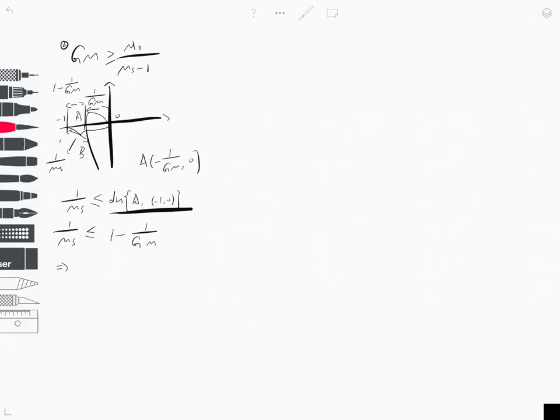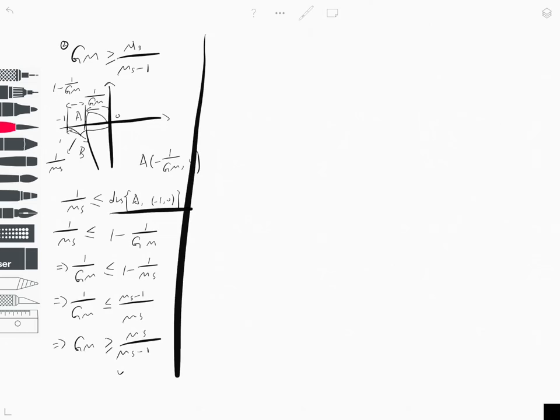Let's rewrite this by putting Gm on the other side. 1 over Gm is smaller than or equal to 1 minus 1 over Ms, and rewriting it by replacing 1 with Ms divided by Ms, this is (Ms minus 1) over Ms. Finally we get Gm is larger than or equal to Ms divided by Ms minus 1. So the second one, check. Let's go with the hardest part.